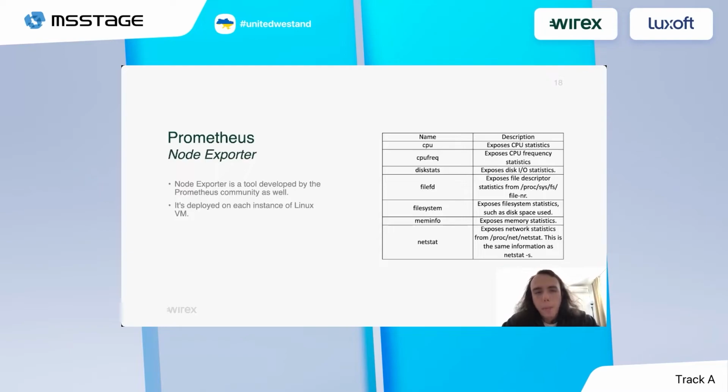The next one is quite similar to Windows exporter, but it's made for Linux virtual machines. It's Node exporter. As you can see, it exposes the same performance metrics, and it's deployed on every instance we have on Linux.